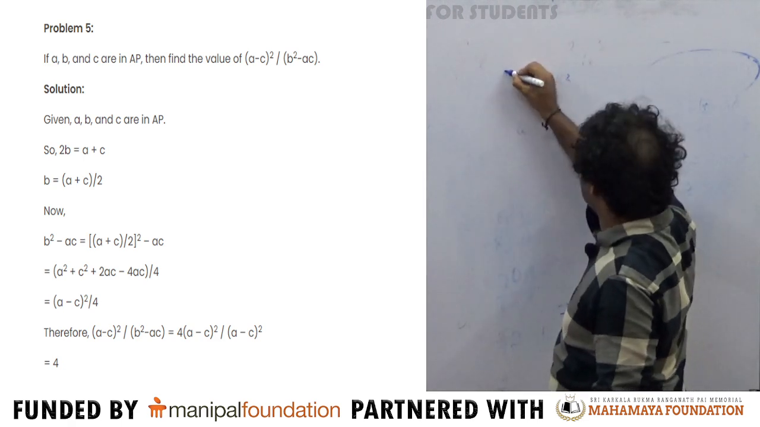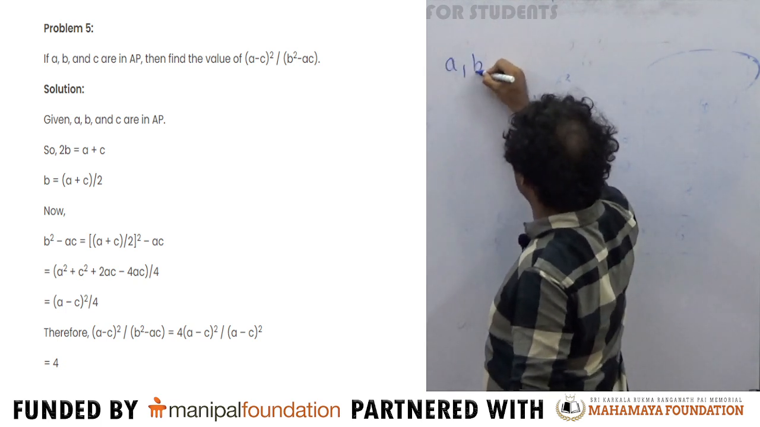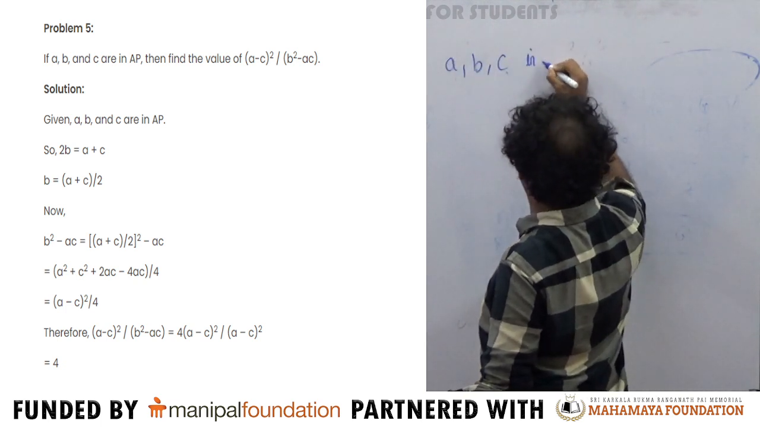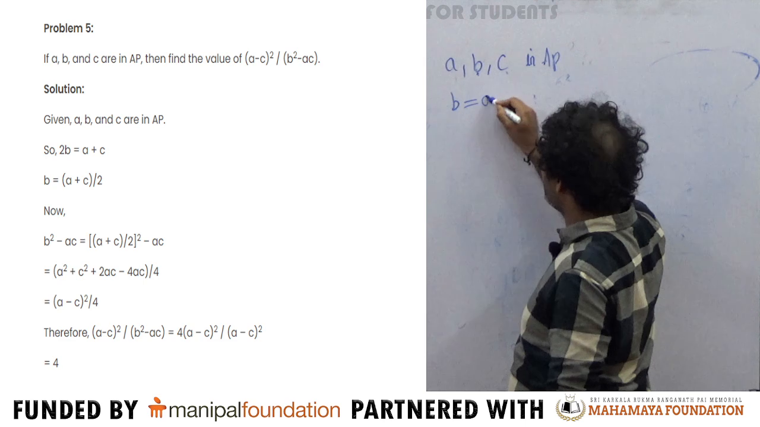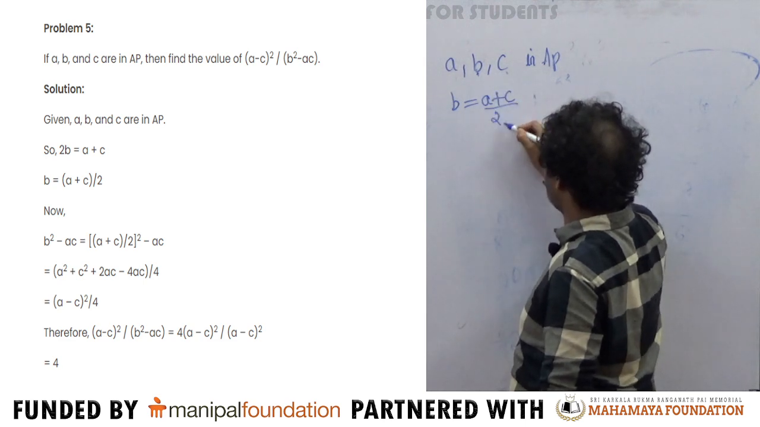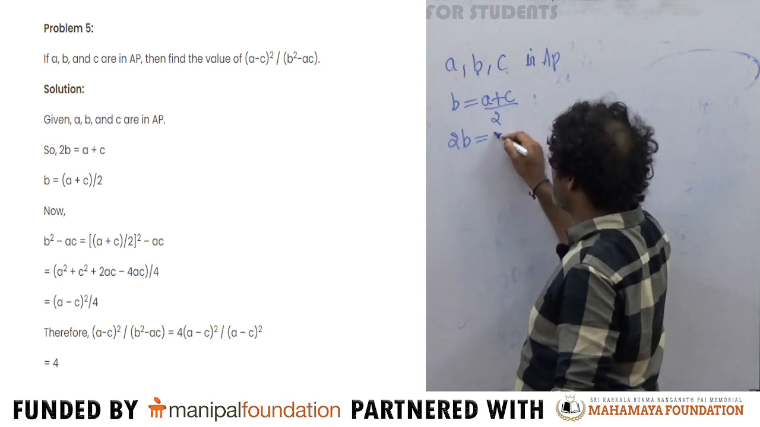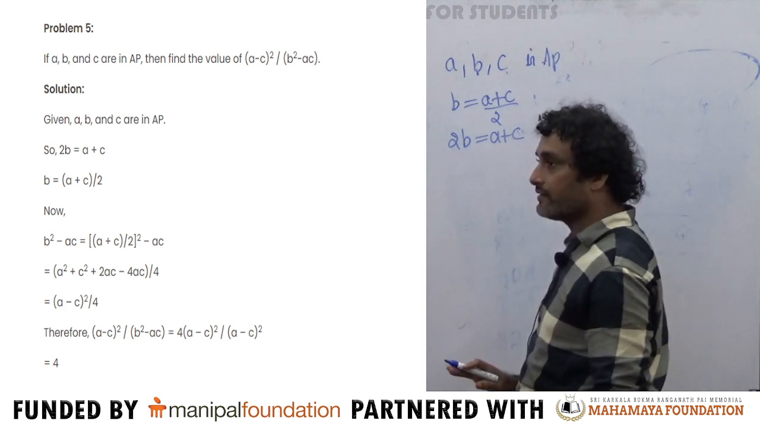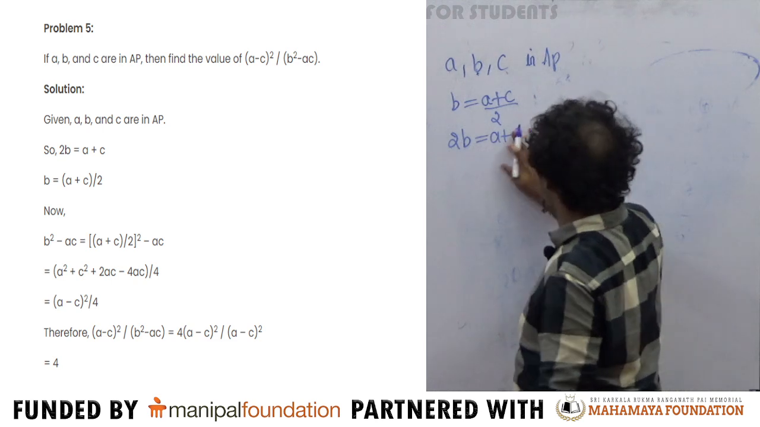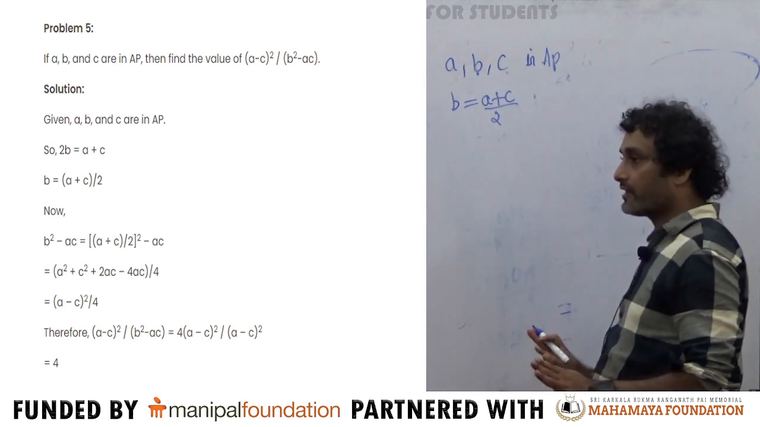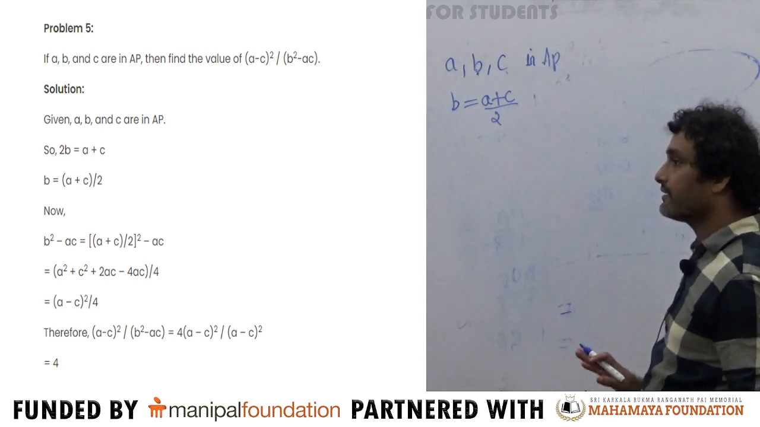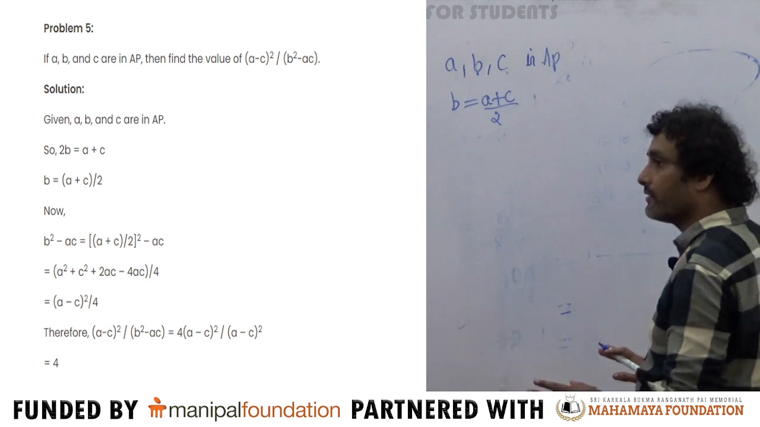A, B and C are in AP. What's the immediate thing that comes to your mind if they are in AP? I just told you, right? How to get B? B you got by taking the mean of A and C, right? So 2B is nothing but A plus C, or B is nothing but (A plus C) by 2 directly, whichever fits. All right, one thing you got. Now we'll see what they are asking for.